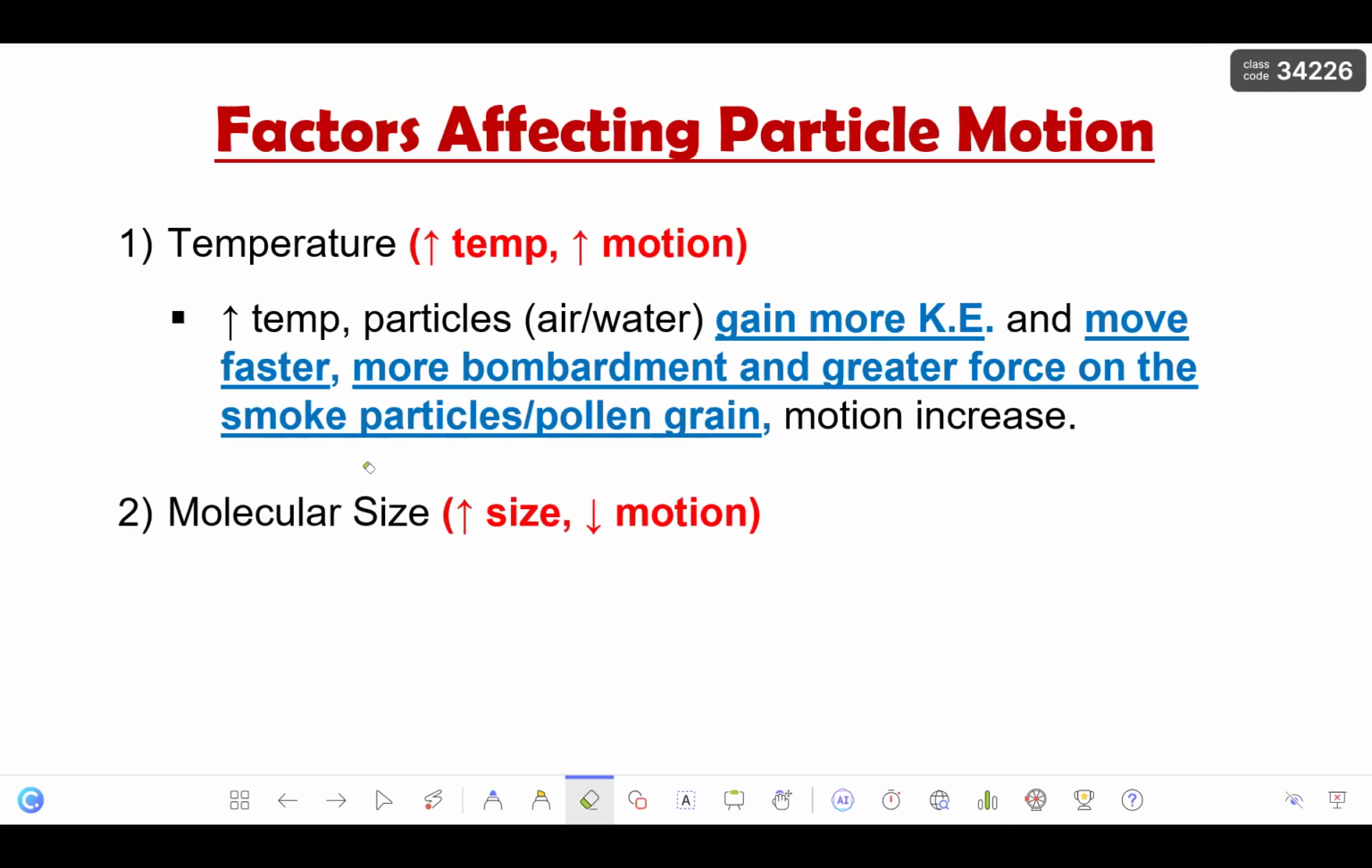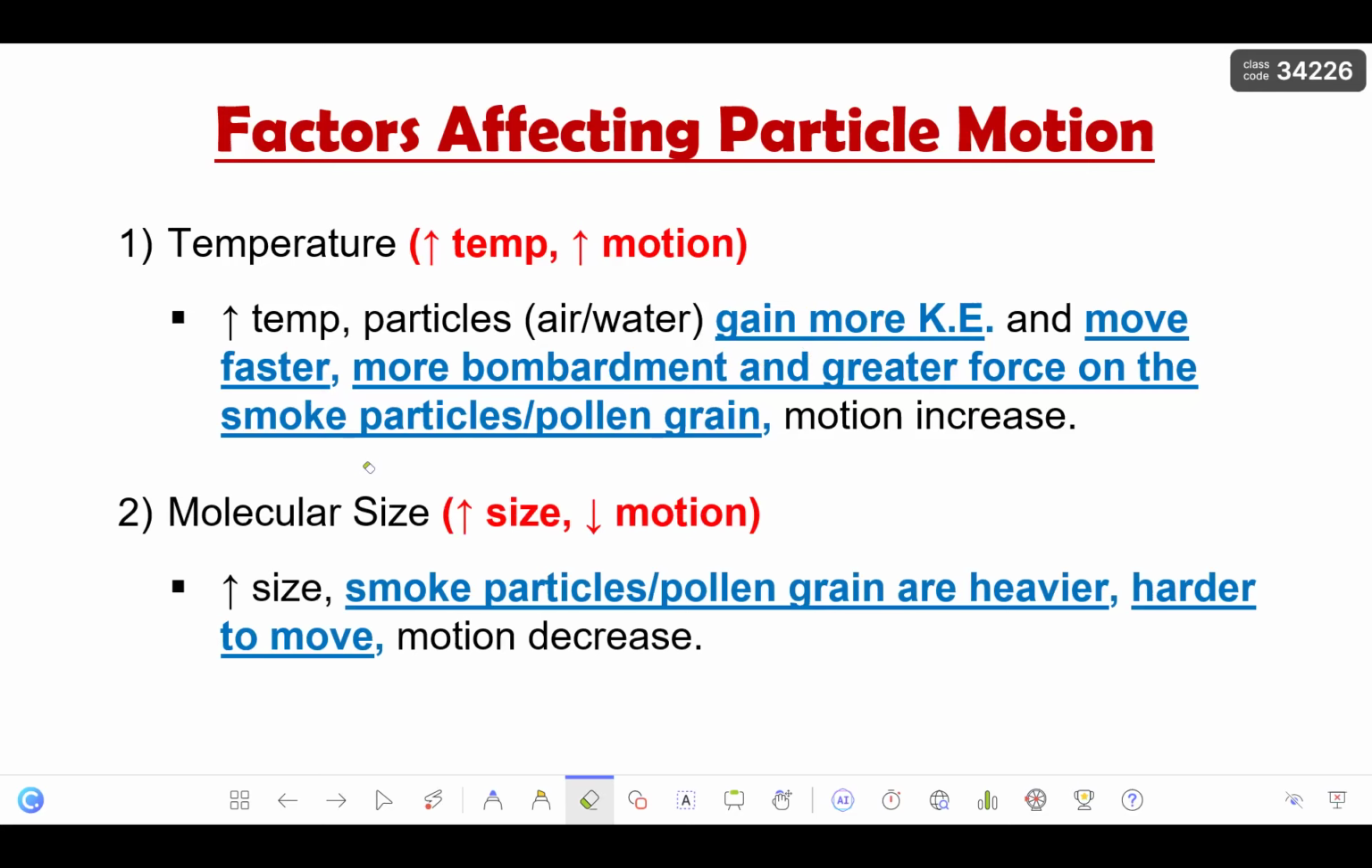We say that if the size is bigger, the motion decrease. Okay, because when it is bigger, they are heavier. Okay, we call it, let me just jot down over here. When it's bigger, the mass increase.